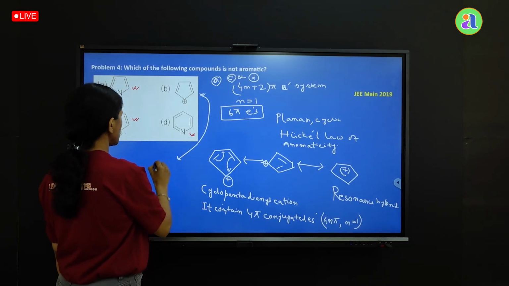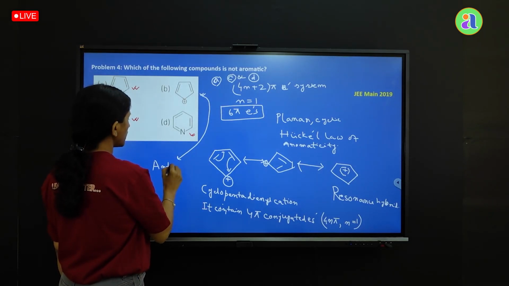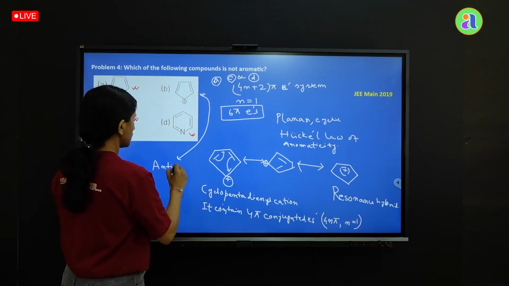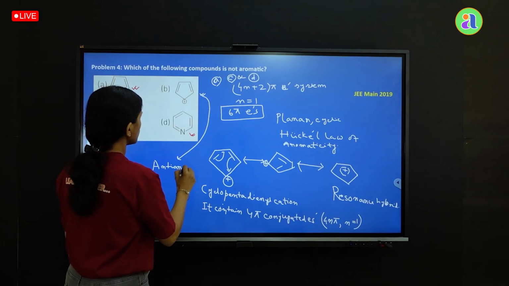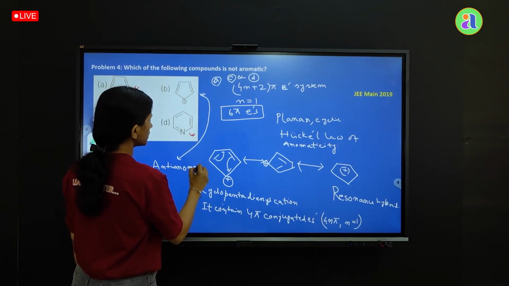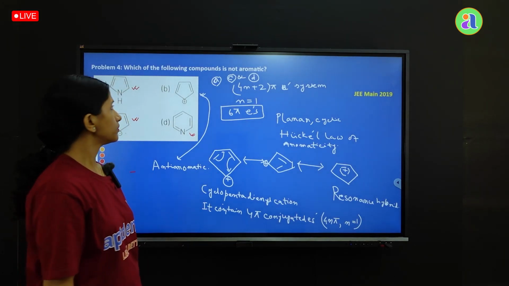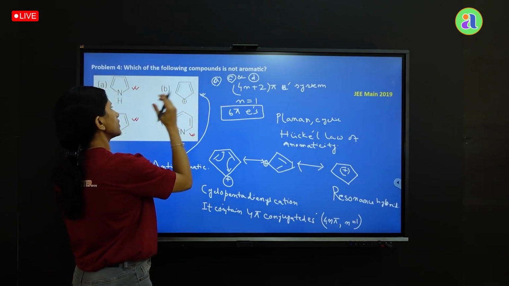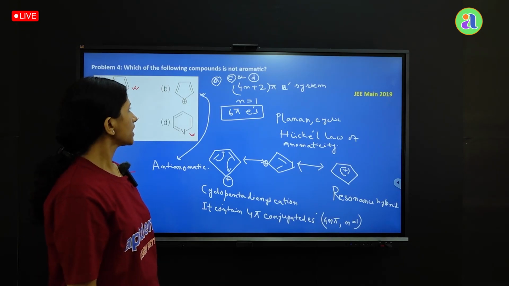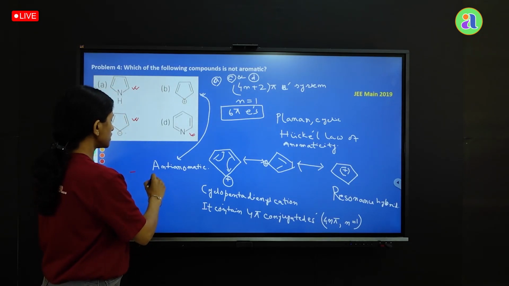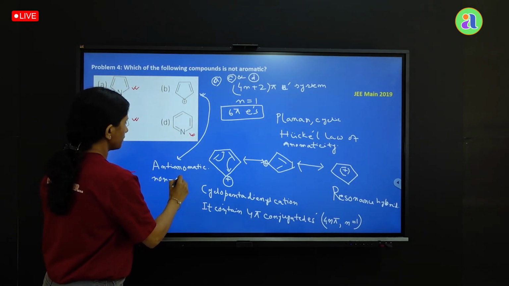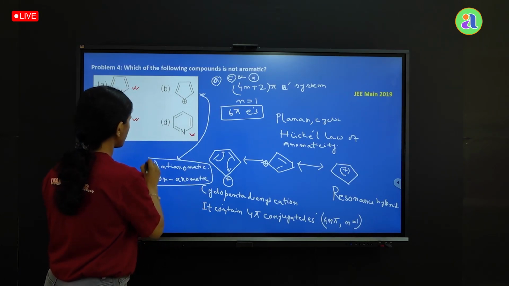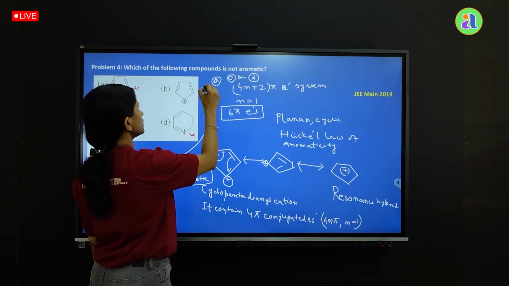So option B is anti-aromatic, while I have mentioned that the other three given compounds are aromatic. So option B is what we are asked to find in this problem, which of the following compounds is not aromatic. This one, that is option B, the cyclopentadienyl cation, is anti-aromatic or non-aromatic. So option B is the correct option for this problem.